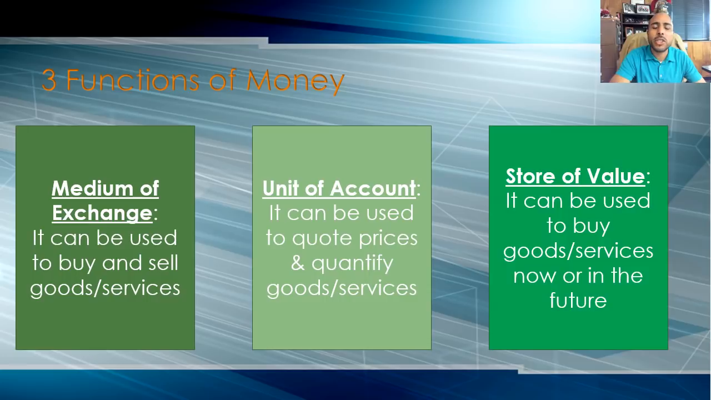And the last thing is the store of value, meaning that you can put money away and use it to buy stuff in the future, or you can use it to buy stuff right now. It gives you the versatility of making that choice. So money should always be a medium of exchange, a unit of account, and a store of value.